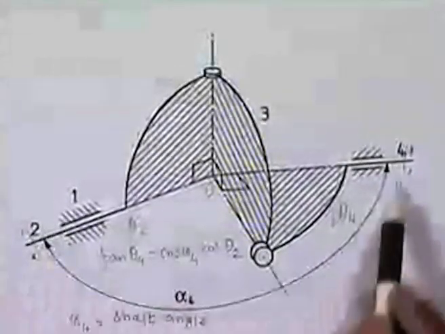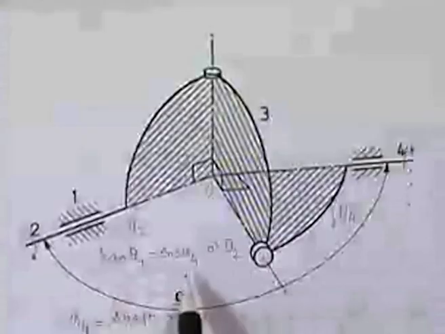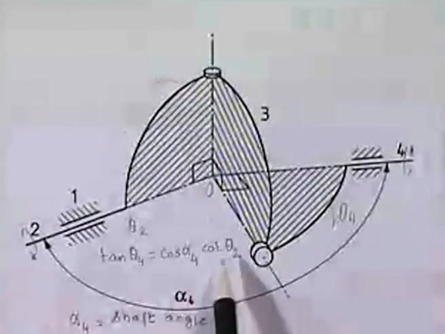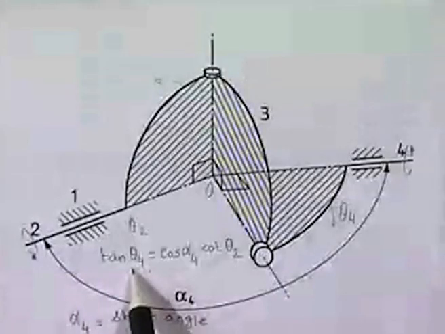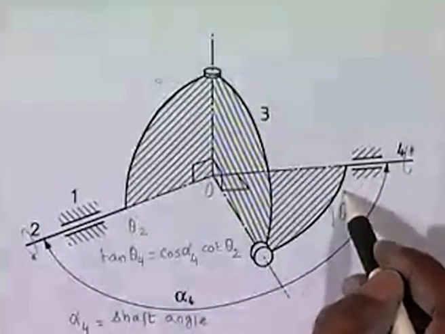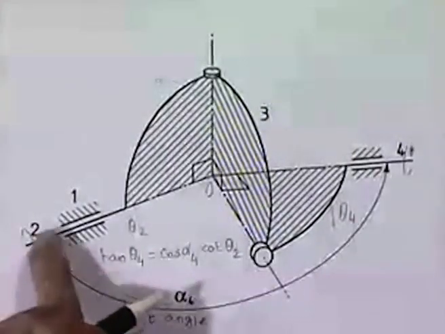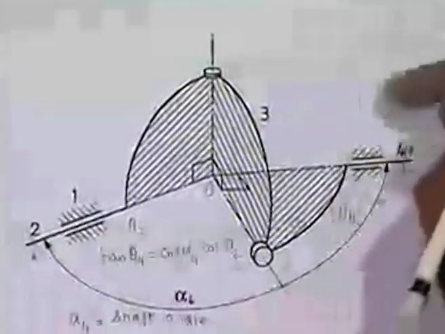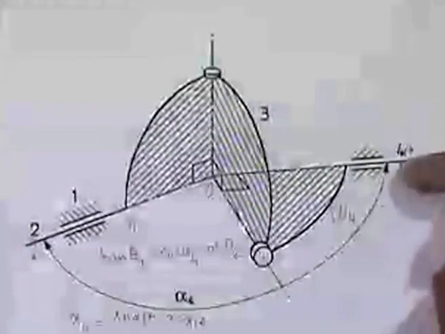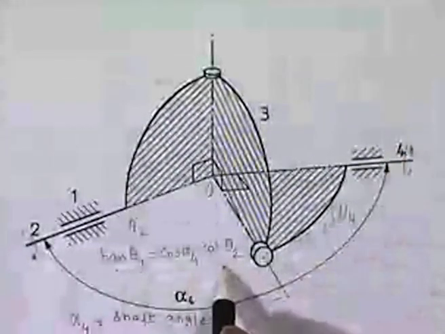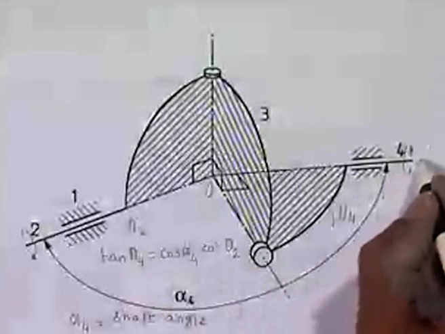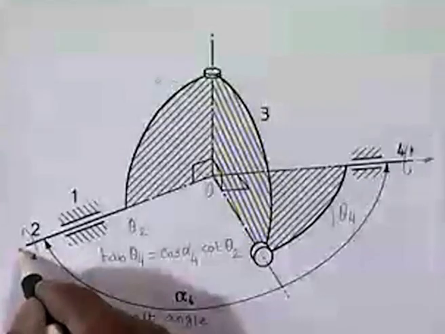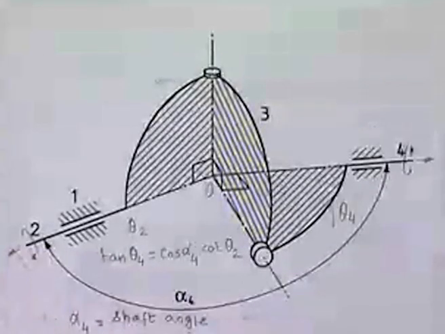As we see here, alpha 4 is more than 90 degrees, so cosine alpha 4 is negative. So if cot theta 2 is positive, then tan theta 4 will be negative. That means this will go in the other direction. When the shaft rotates in this direction, this shaft will rotate this way, not the way it is shown here. But this relationship will hold good only if we measure this as the axis of rotation for theta 4 and this as the axis of rotation for theta 2.